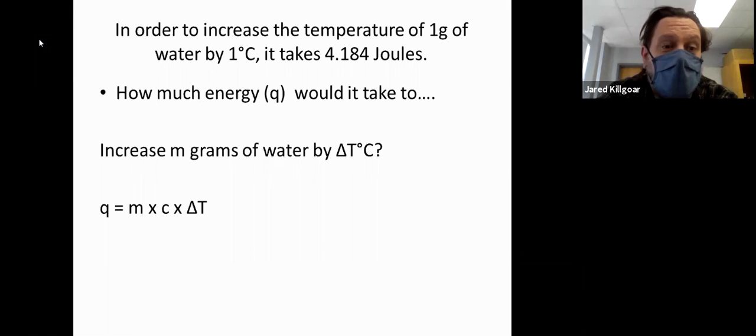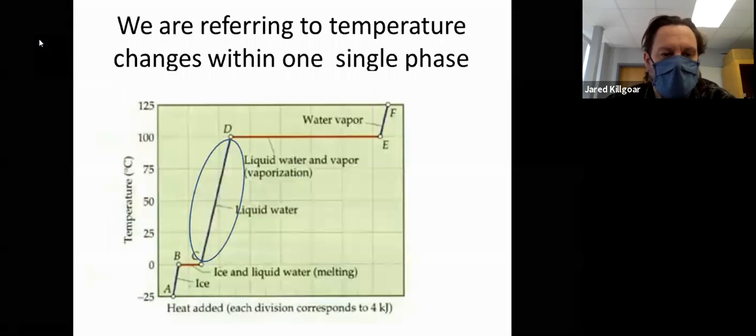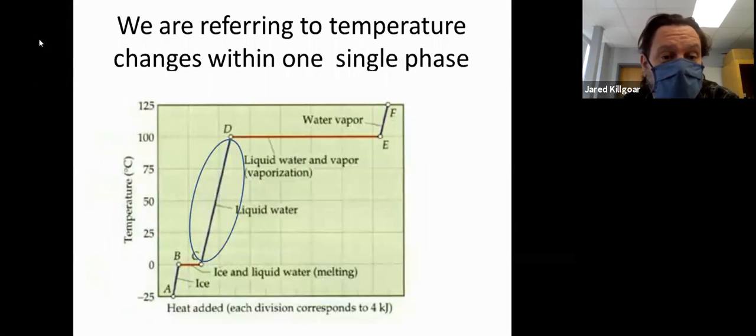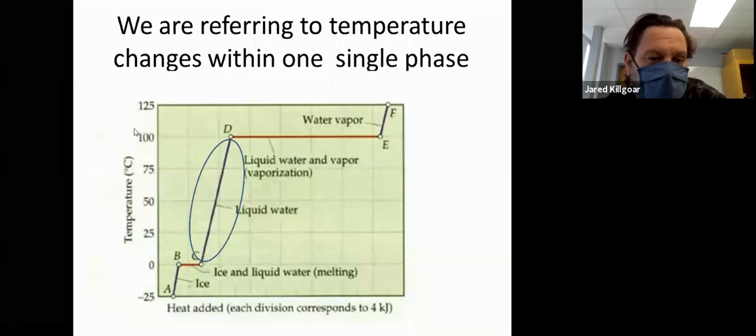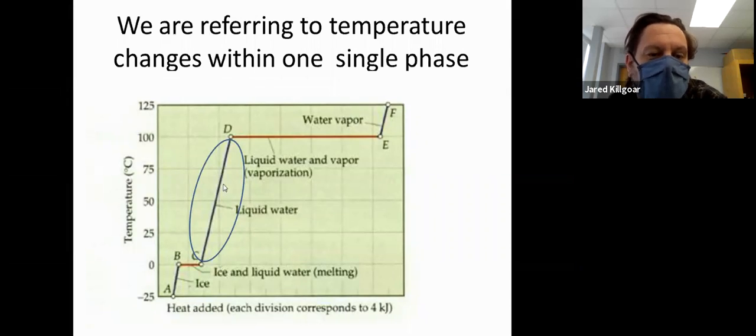So how much energy would it take to increase m grams of water by delta T degrees Celsius? This is our heat equation down here, where we just take the product of mass, specific heat capacity, and change in temperature. So this is within a single phase of matter. So we are not going to be talking about temperature changes and phase changes combined yet. So we're just talking about changing the temperature within a single phase of water.